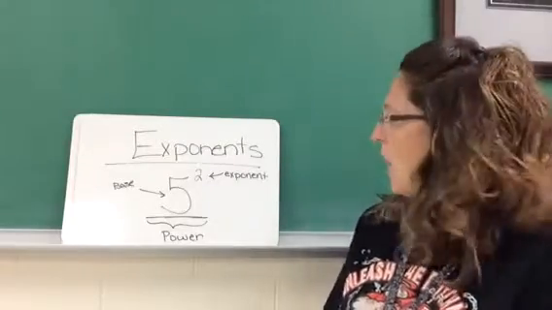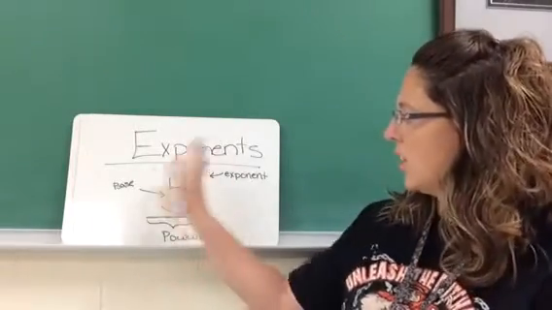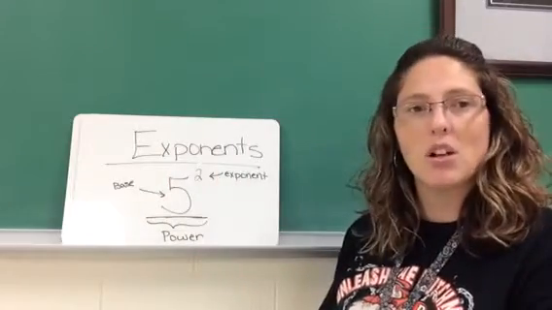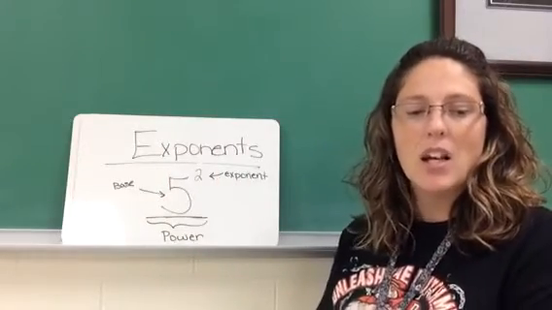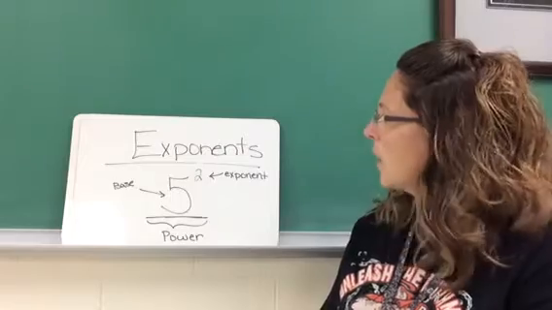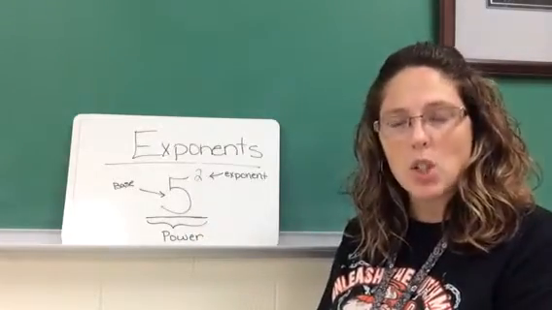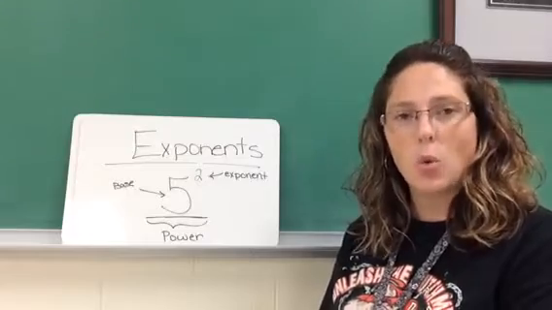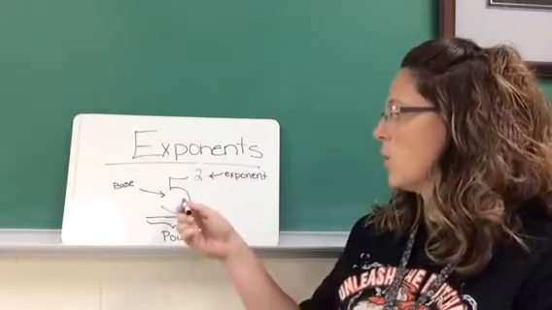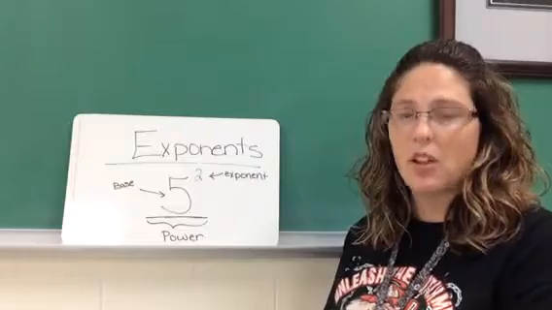The next one is power. This whole thing here, 5 to the second power, is called a power. It's the base and the exponent combined. Now, for our example, I have a 2 here. Whenever you see a 2 as your exponent, it is also called squared because that means you are going to multiply the base times itself.